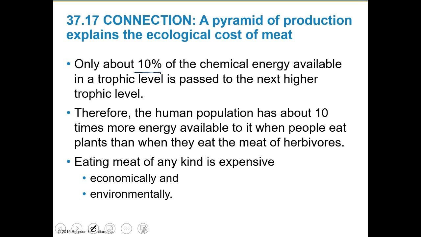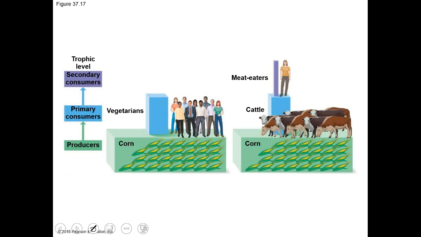So only about 10% of the chemical energy available in a trophic level is passed to the next higher trophic level. So the human population has about 10 times more energy available to it when people eat plants rather than when people eat meat of herbivores. So it makes sense. Eating meat of any kind is really expensive, economically and environmentally. There are a lot of animal products from herbivores that really aren't environmentally friendly, including cows. So vegetarians are actually able to get more of that energy. It seems counterintuitive, but they're getting more energy than strictly meat eaters.